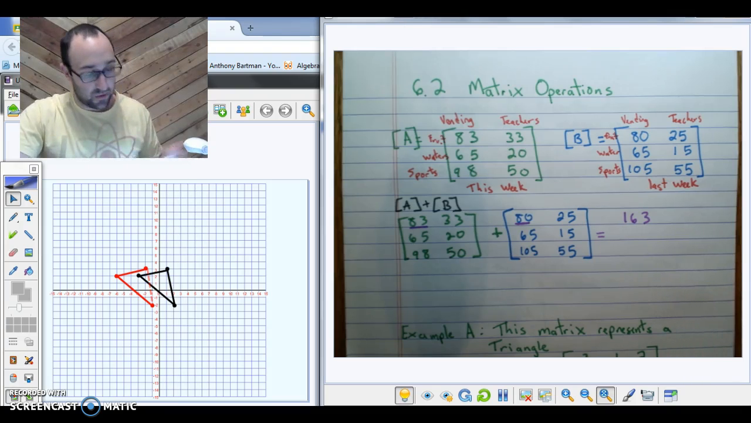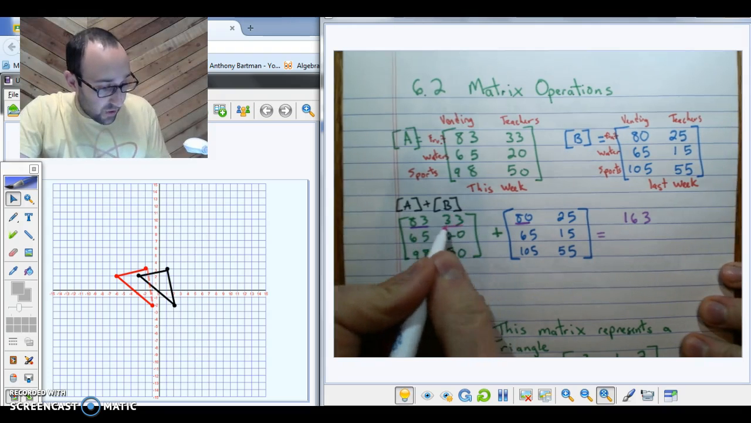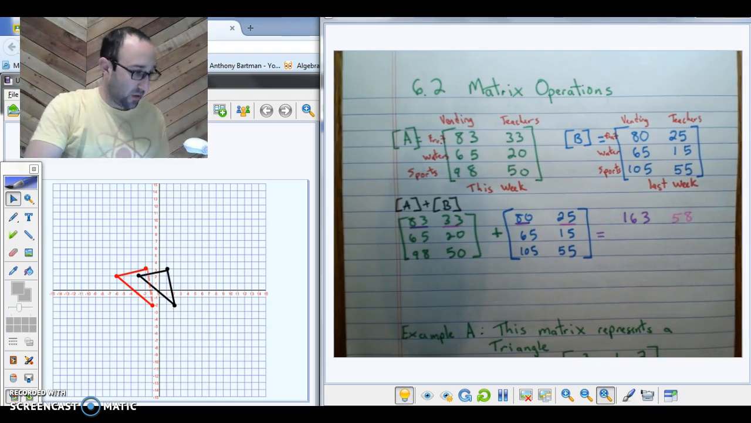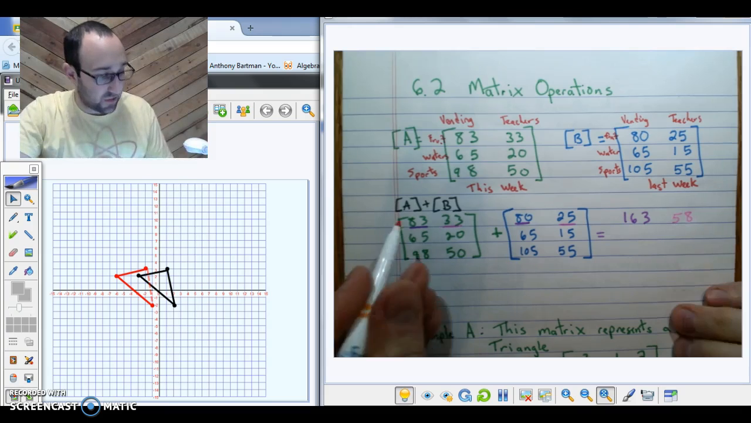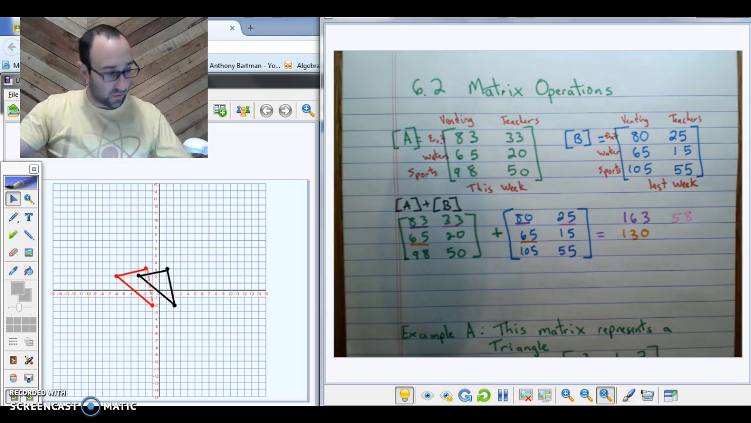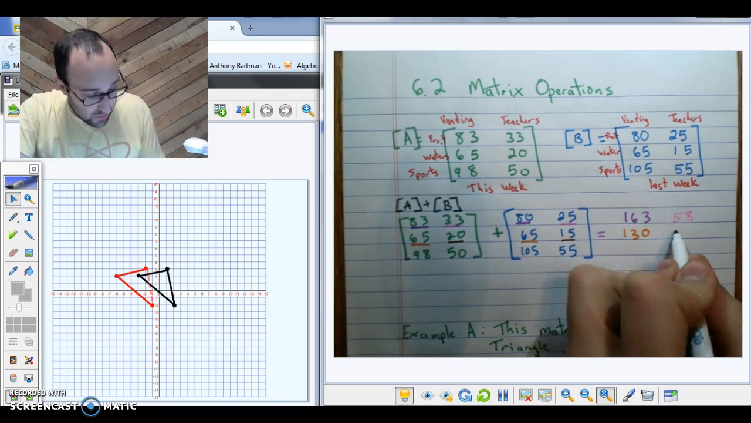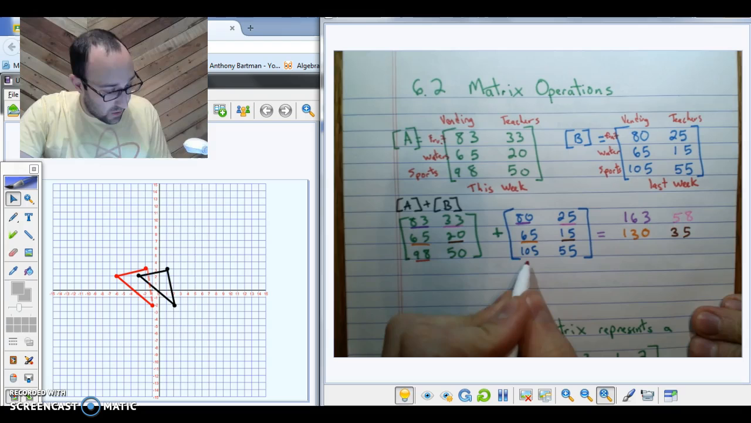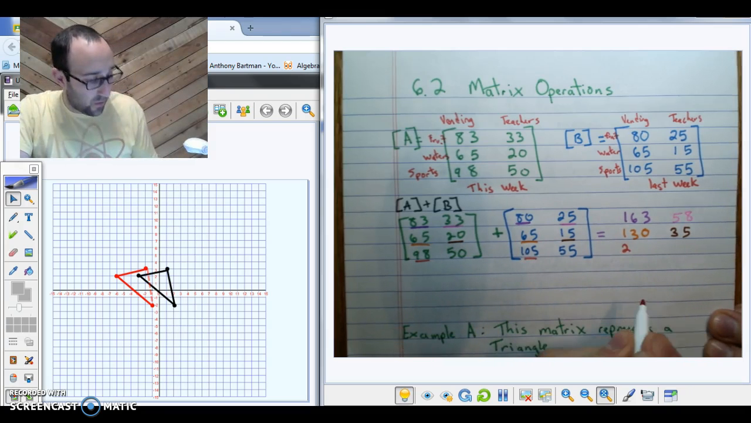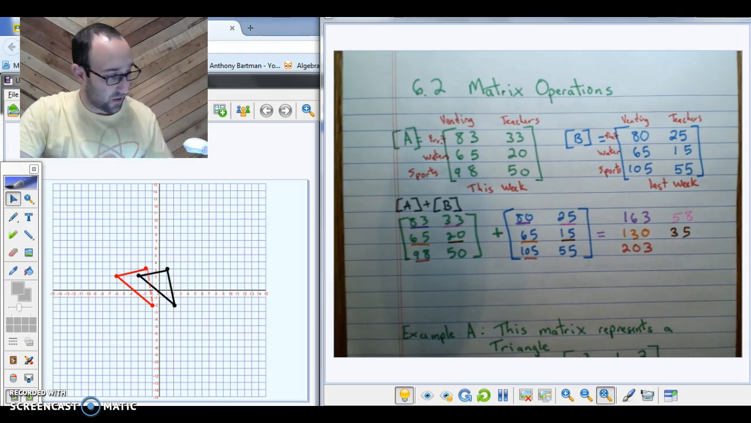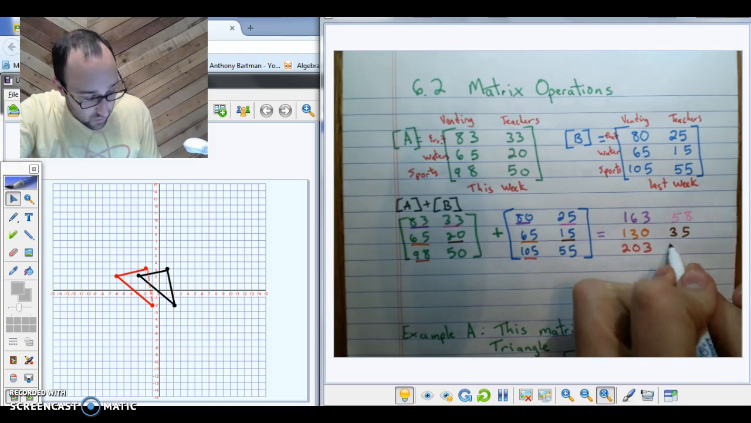All right, then you just work your way either down or across. It doesn't matter the order in which you do this, so whichever way makes sense to you. 33 and 25 is going to be 58. All right, then we have 65 and 65 again is 130. Then we're going to do the next one. 20 and 15 is 35. And then I will do the next one. 98 and 105 is 203. Okay, and the last one that we have is 50 and 55 is 105.